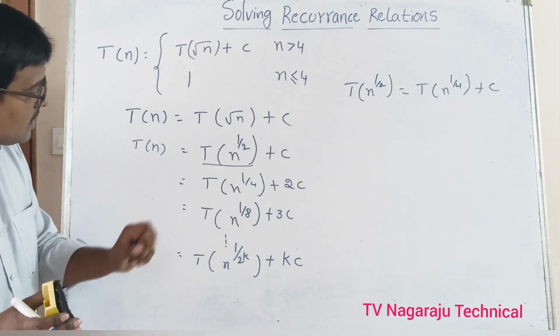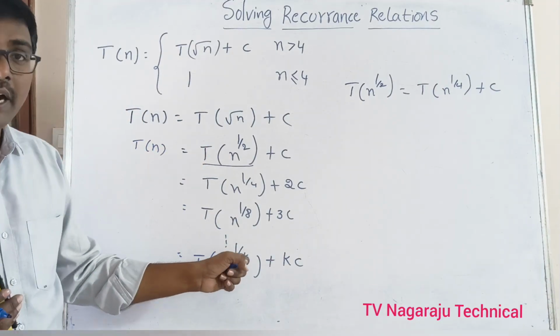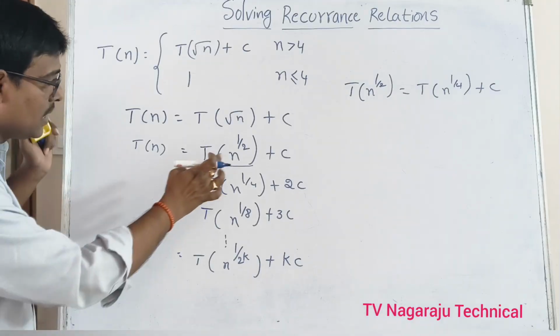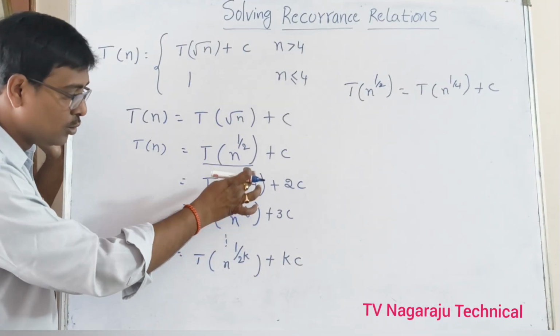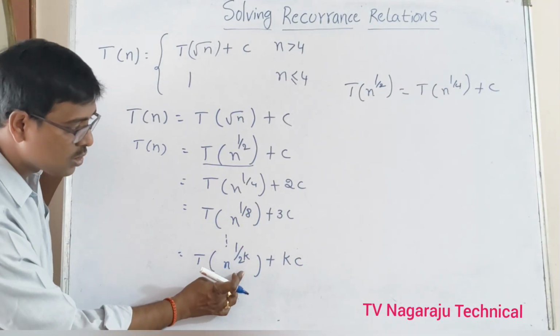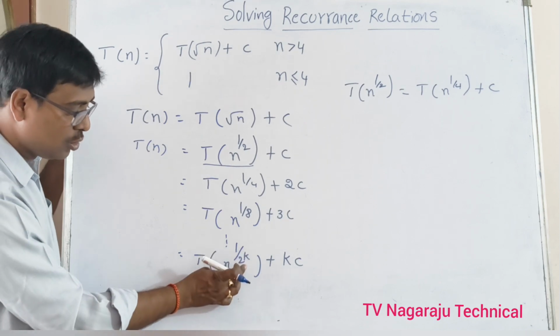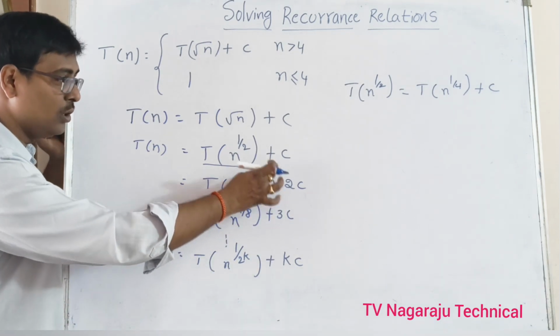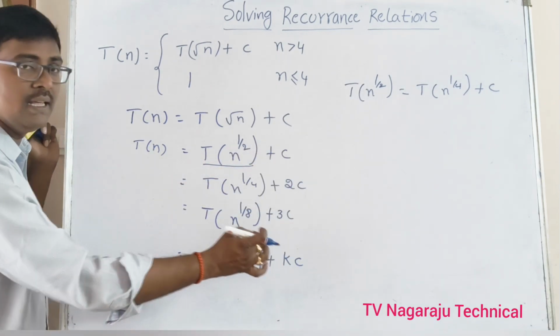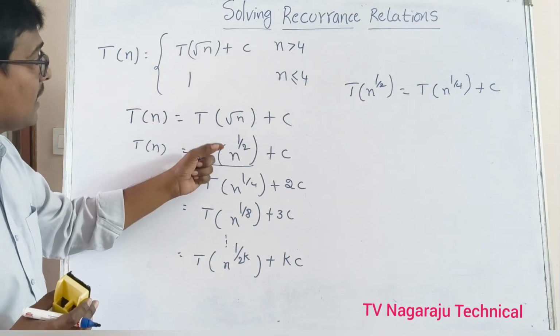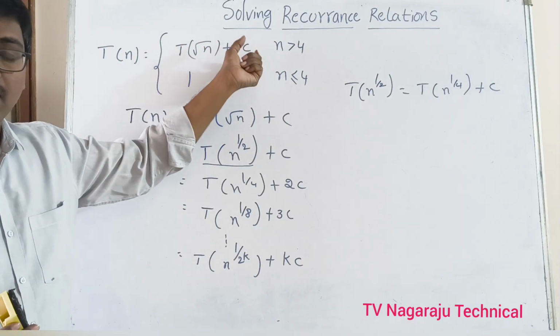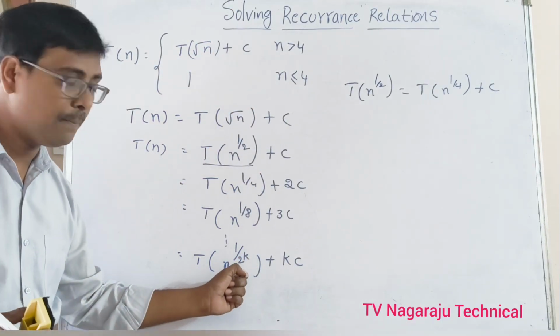Got it? That is, this recursive step is repeated up to k number of times. This is 2 power 1, 2 square, 2 cube and so on, 2 power k. So 2 cube 3 times, 2 square 2 times, 2 power 1 1 time. Finally this is kc.